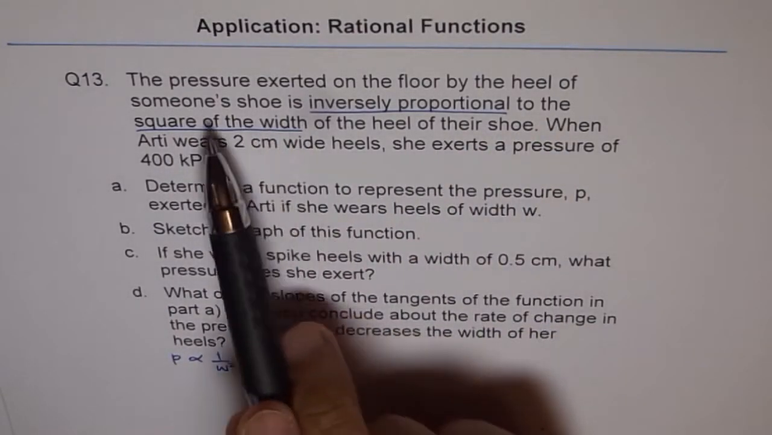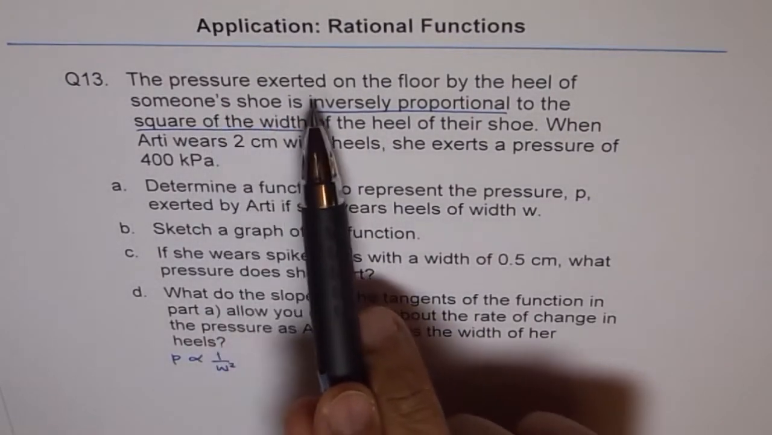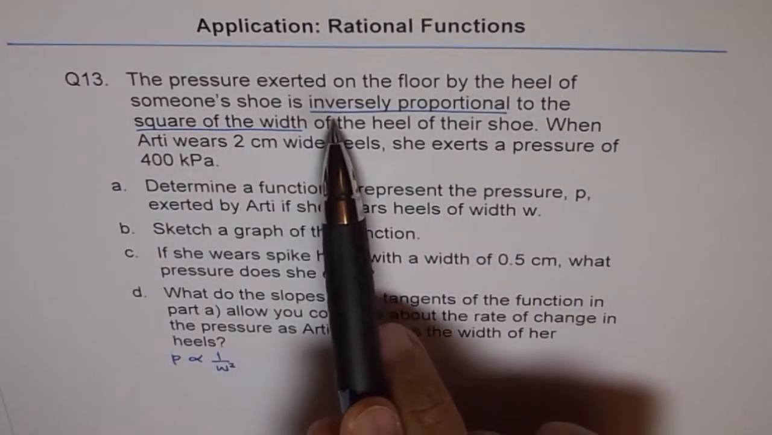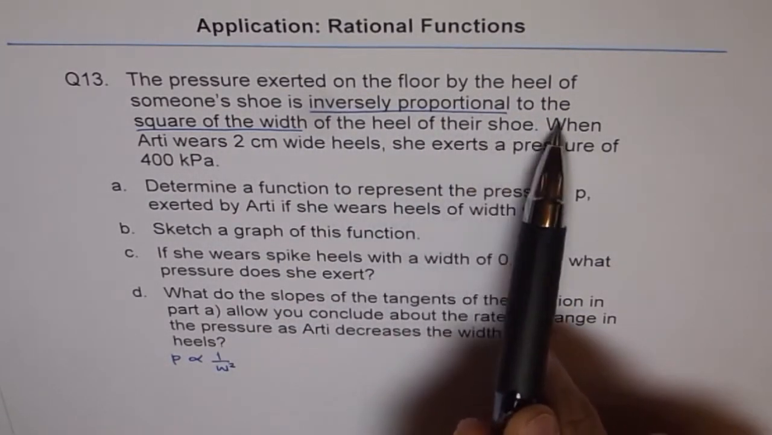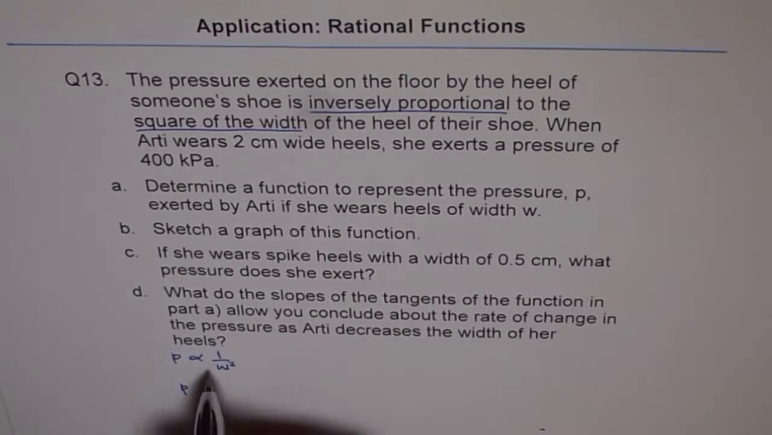So now you understand this. The pressure exerted on the floor by the heels of someone's shoe is inversely proportional to the square of the width. That is what it means. Do you understand? If something is inversely proportional like this, then there will be a proportionality constant. Let's call that K, so P equals K over W square. That is how we are going to develop this equation.